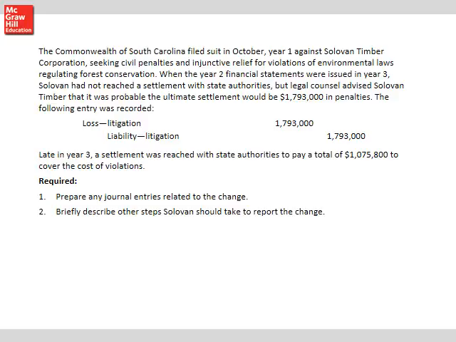$1,793,000 loss on litigation, and a liability of $1,793,000. Late in year 3, a settlement was reached with state authorities to pay a total of $1,075,800 to cover the cost of the violations. We want to prepare any journal entries for the change and briefly describe the steps that they should take to report that change. So prepare any journal entries.